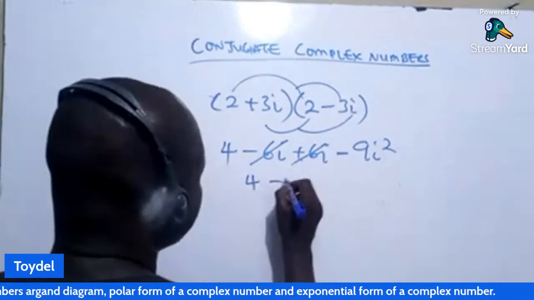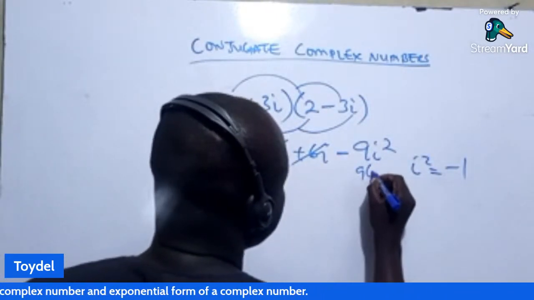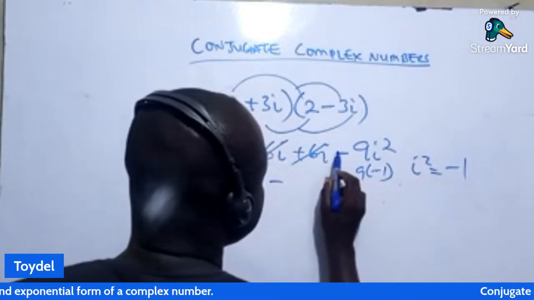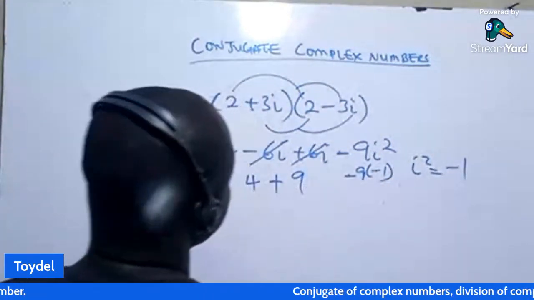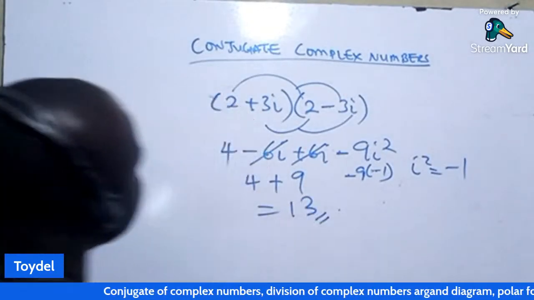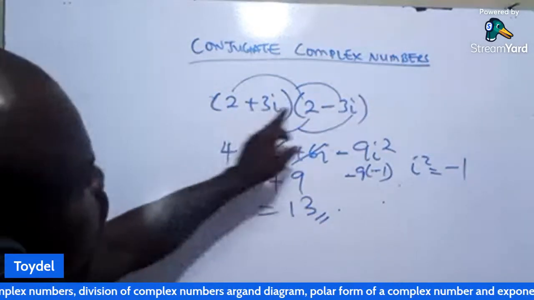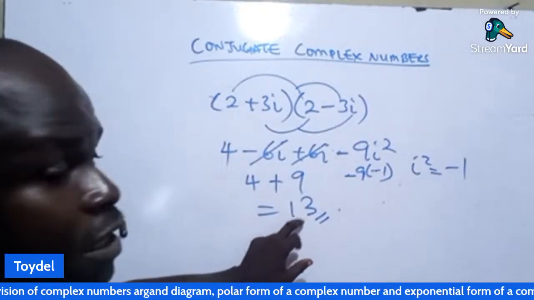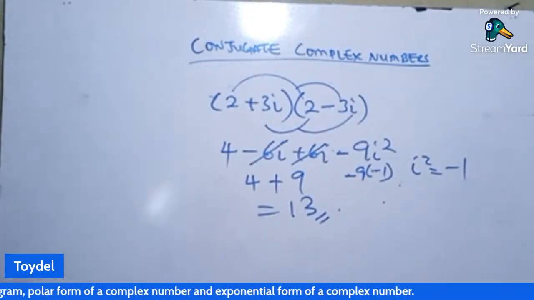So we have 4 minus, of course, i squared is equal to minus 1. So 9 multiplied by minus 1 is minus 9, and minus times minus is plus. So you have 4 plus 9. At the end of the day, the answer is 13. So this simply means that when you use a complex number to multiply its conjugate, you are going to get a real number. So please, let's take notes. We should take note of that.